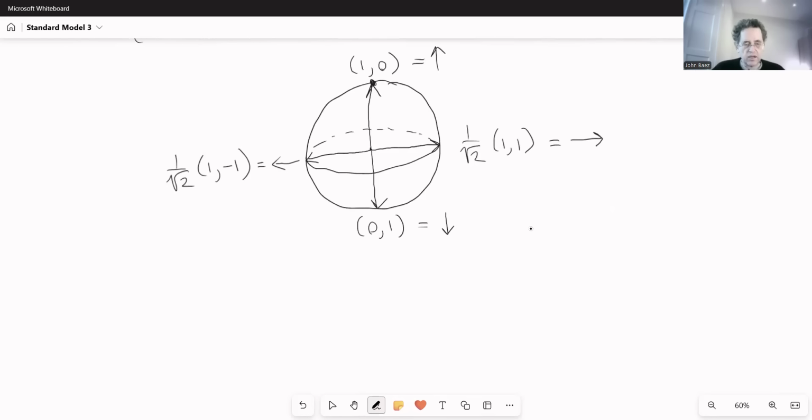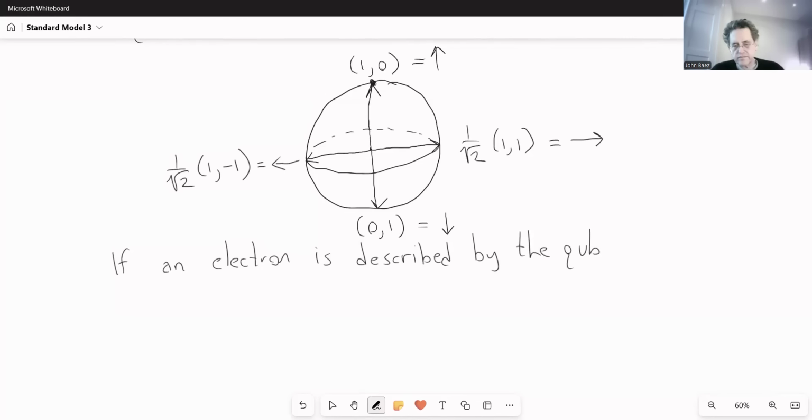So we could ask, if an electron, if its state, that is the way it is described by the qubit pointing to the right, that is this 1 over square root of 2, 1 comma 1, and now suppose you check to see if its spin is up.